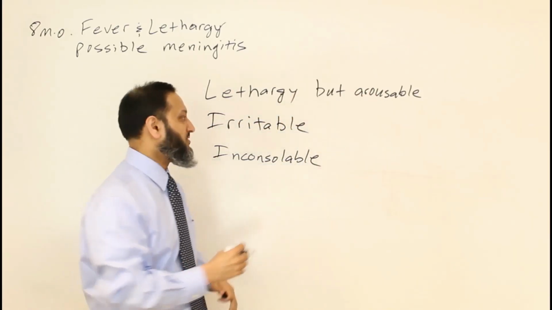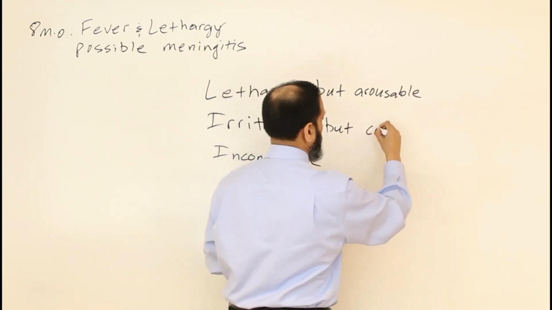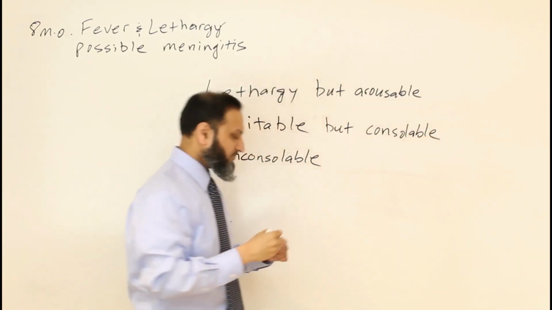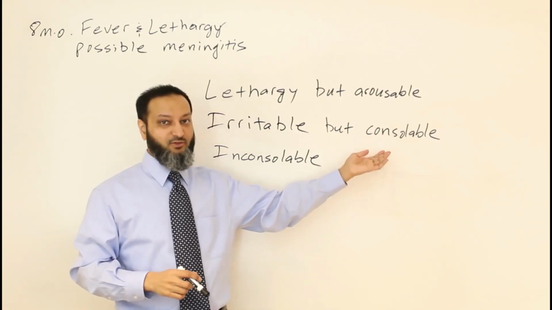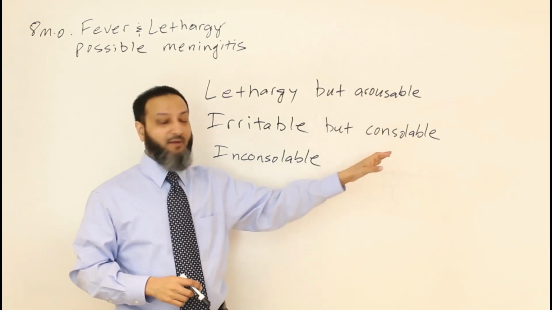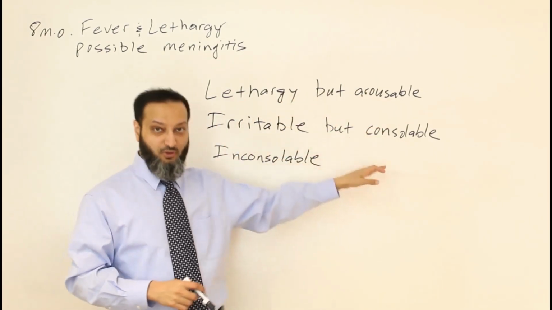Then you don't necessarily have to do the spinal tap. Or they are irritable but consolable. So if you say they are irritable but consolable, again, that means that they might not have meningitis and you don't have to do the spinal tap. So if you're going to use any of these words, make sure you qualify them. Lethargic but arousable, irritable but consolable.